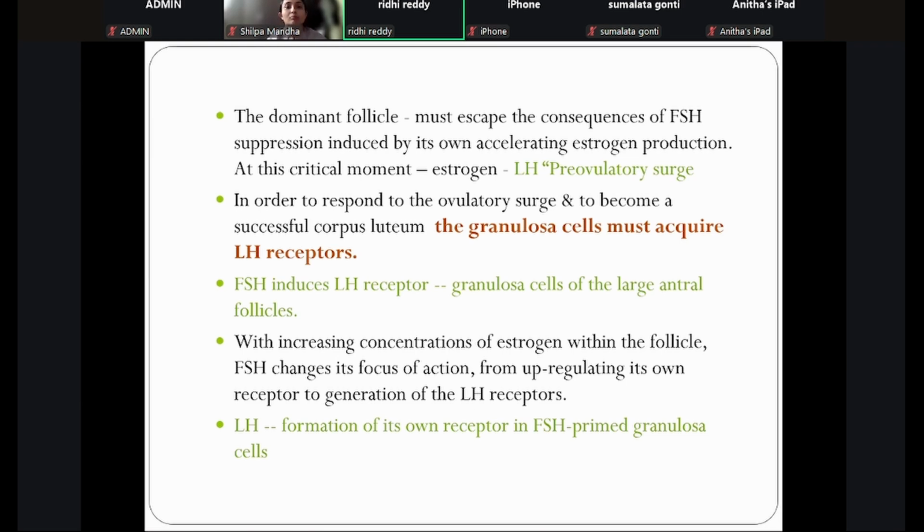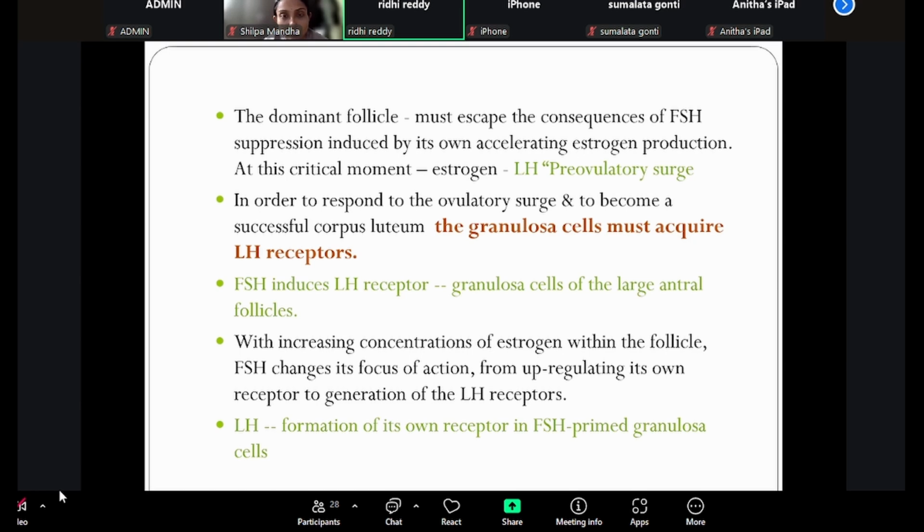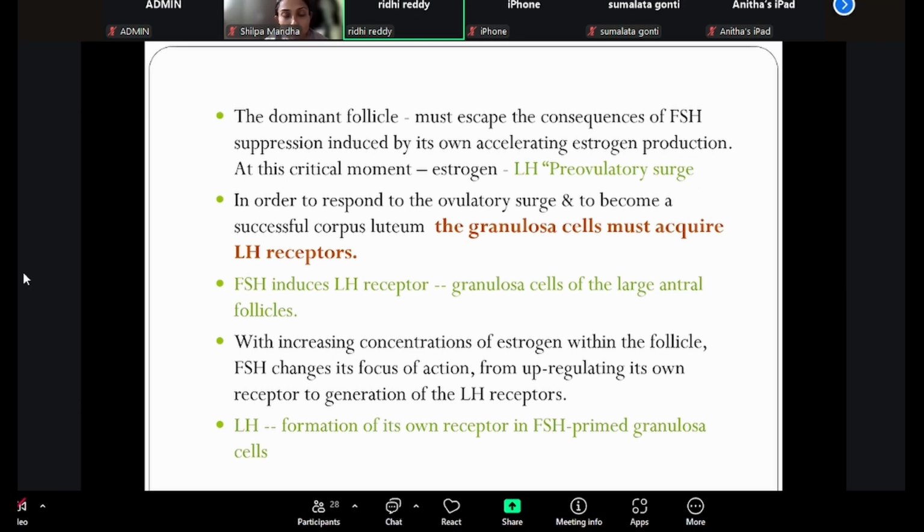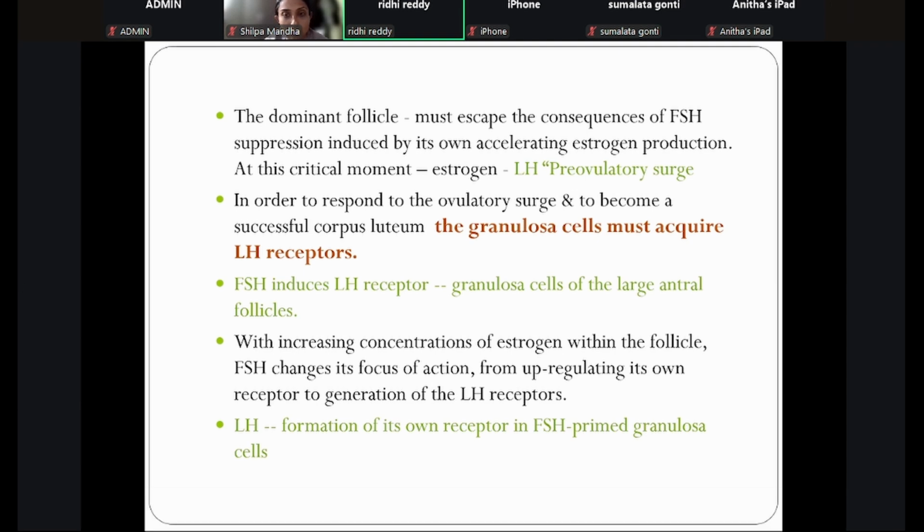So in order to respond to the ovulatory surge and to become a successful corpus luteum, these granulosa cells should also acquire LH receptors. So FSH induces LH receptors on granulosa cells in the large antral follicle. With increasing concentrations of estrogen within the follicle, FSH changes its focus of action. It also helps in the formation of LH receptors, so LH forms its own receptor in the FSH-primed granulosa cell.